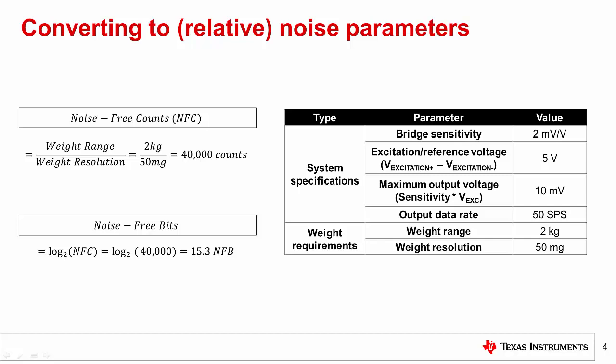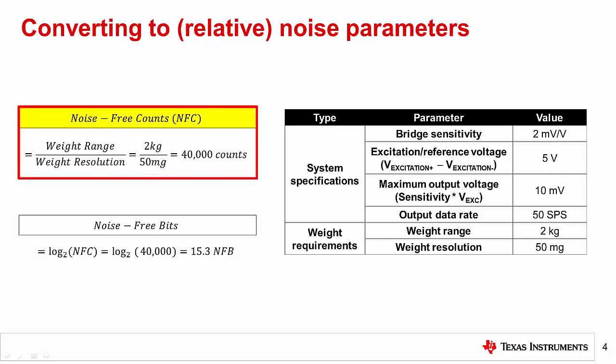Therefore, let's first analyze this system using the more common method of relative noise parameters and compare this to the same analysis using absolute noise parameters. This will make it more clear how even the choice of noise parameter, irrespective of your application requirements, can complicate noise analysis and why absolute parameters are the preferred method.